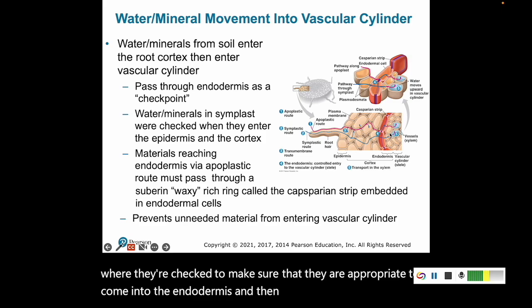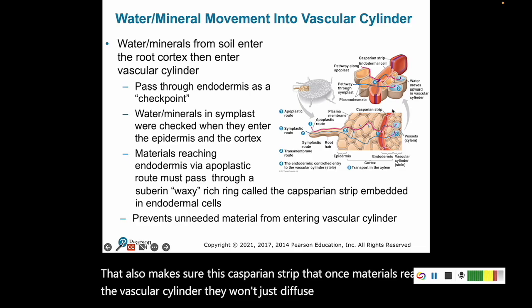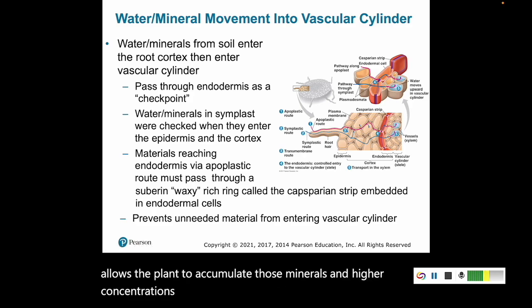This Casparian strip also makes sure that once materials reach the vascular cylinder, they won't just diffuse back out. So it also allows the plant to accumulate those minerals in higher concentrations within the vascular cylinder than it has outside of the plant.